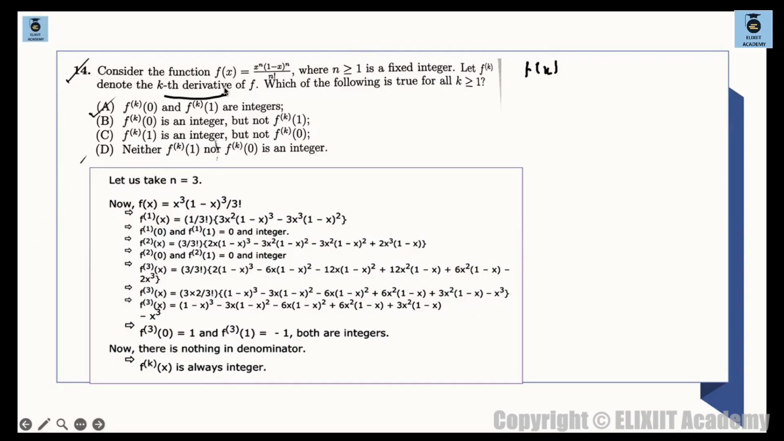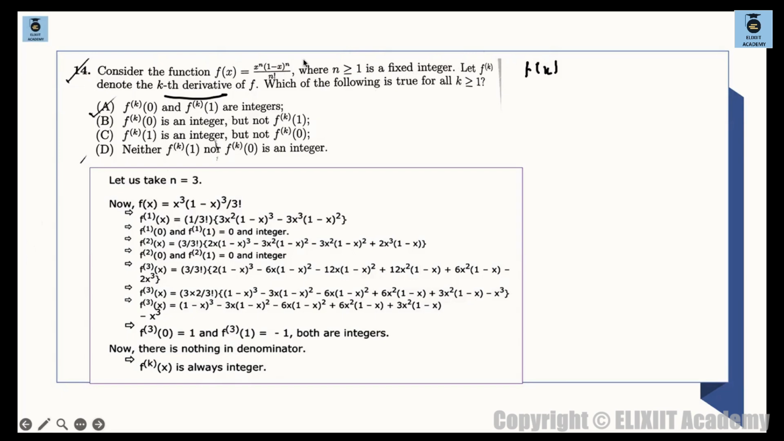Whether f k of 0 or f k of 1 are integers or not, this is what we need to check over here. So which of these are integers? That is the main thing. So f k 0 and f k 1. k can be any value, because they have said f k is the kth derivative of this thing. So you can find the general differentiation as well. So you keep on solving.